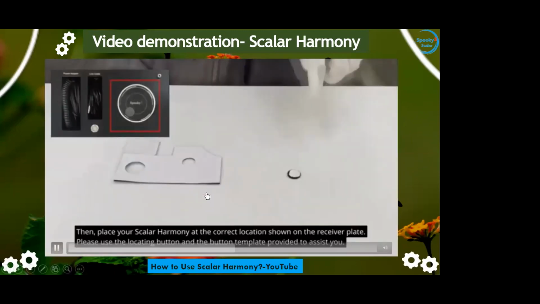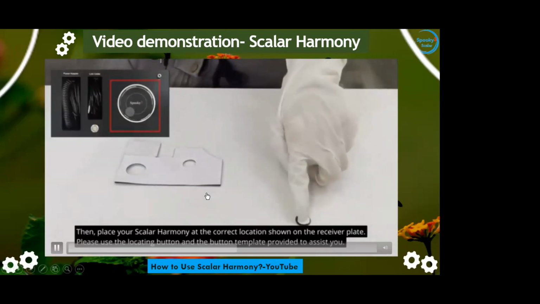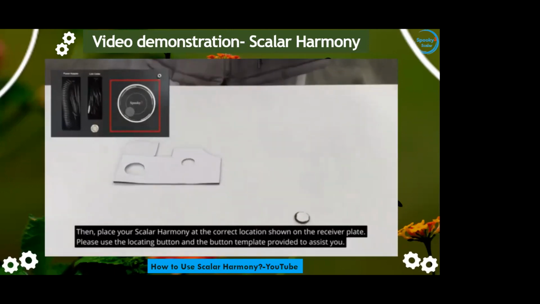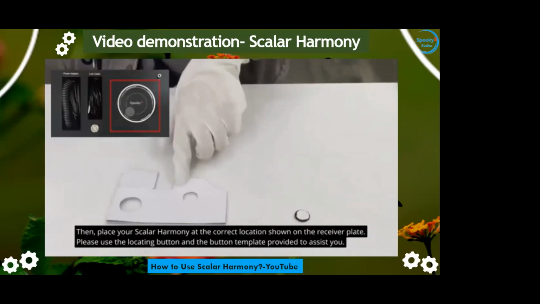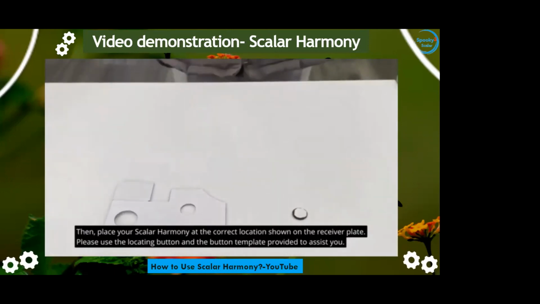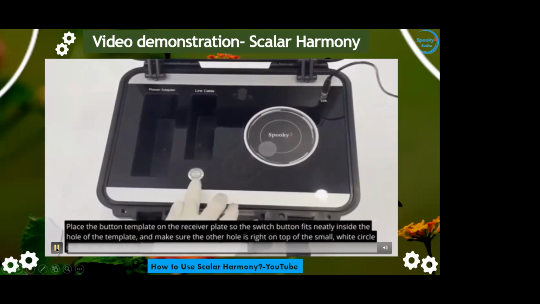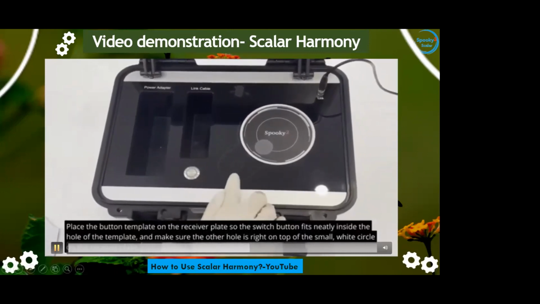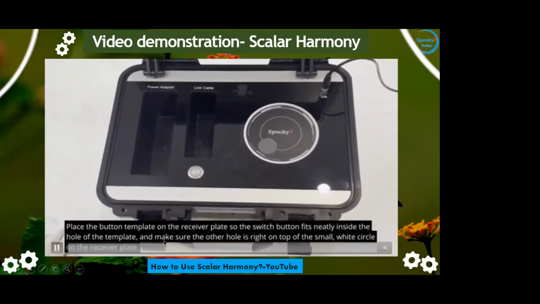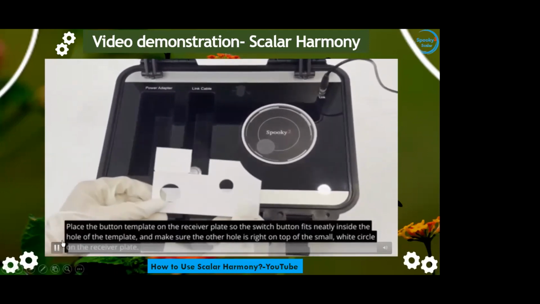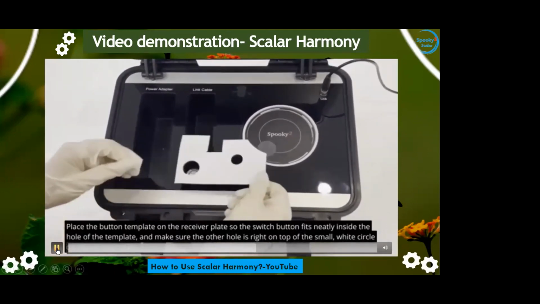Then, place your Scalar Harmony at the correct location shown on the receiver plate. Please use the locating button and the button template provided to assist you. Place the button template on the receiver plate, so the switch button fits neatly inside the hole of the template. And make sure the other hole is right on top of the small, white circle on the receiver plate.